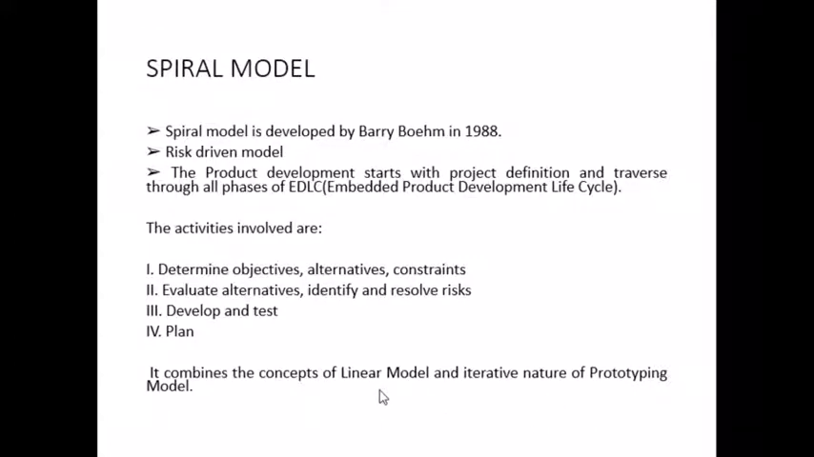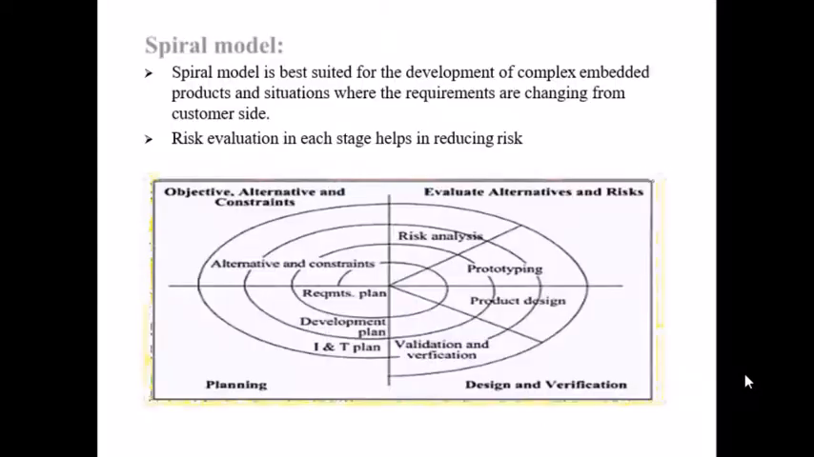The spiral model is considered to be a combination of the concepts of the linear model and the prototyping model. It uses the concepts of the linear model and the iterative nature of the prototyping model for its implementation. The spiral model is used for the development of complex embedded products, and in situations where the user requirements change often. The risk evaluation is done in each stage. This is the figure which represents the spiral model.